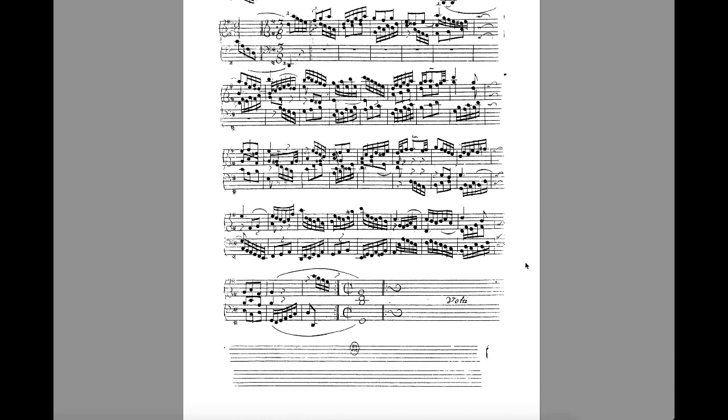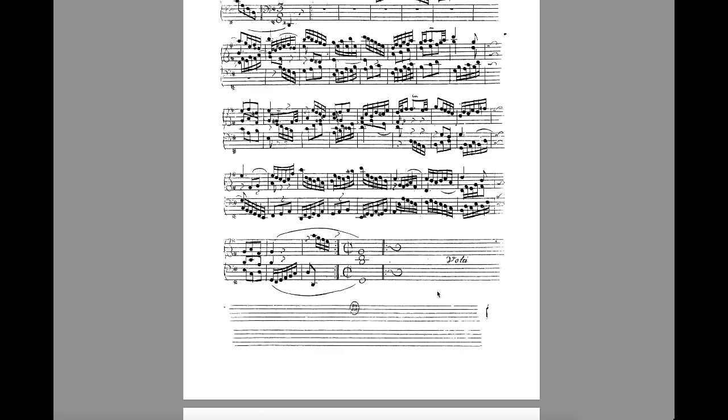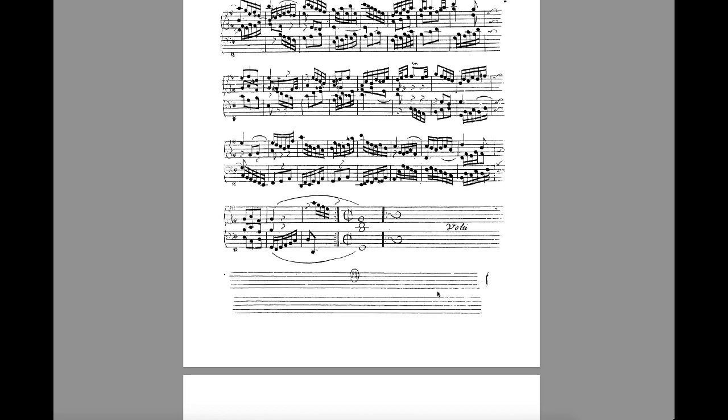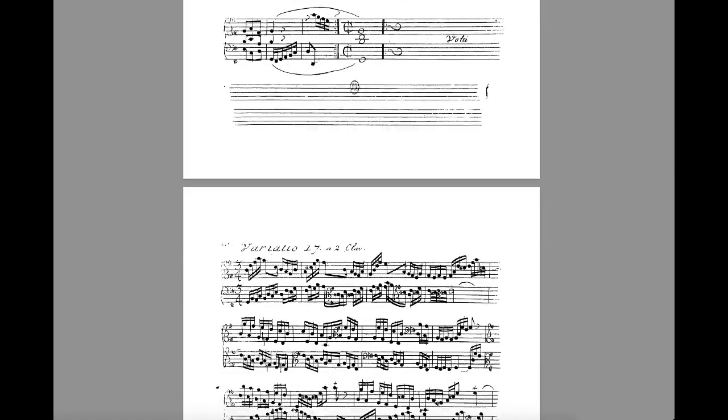After variation 16, there is no fermata, but he has a little squiggly line. It's a different kind of squiggly line. It's not a whirlwind like he did before, but there is no fermata there. This goes directly into variation 17.